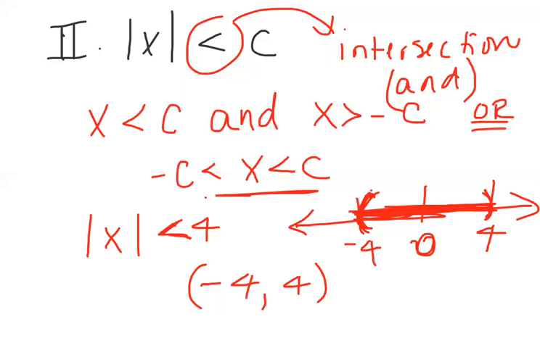If you're not sure, test it out. If you try 0, is 0 less than 4? Yes. If we try negative 3, absolute value of negative 3 is 3. Is 3 less than 4? Yes. Okay, so test it out if you're not sure.